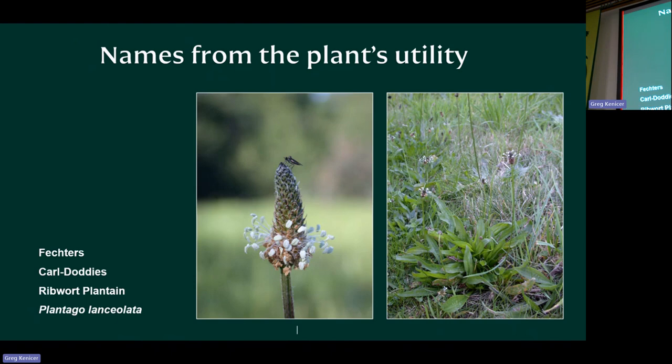So the classic one is you tie the knot in it and then pop it off, and you can flick it at a friend. But that's meant to be Mary Queen of Scots getting her head chopped off, which is one of its elaborate names, because it's about that execution thing. Or alternatively, the other one where it gets names like Fechters and Carl Doddies. So Carl is Charles and Doddy is George. So this is actually a horrible sectarian name.